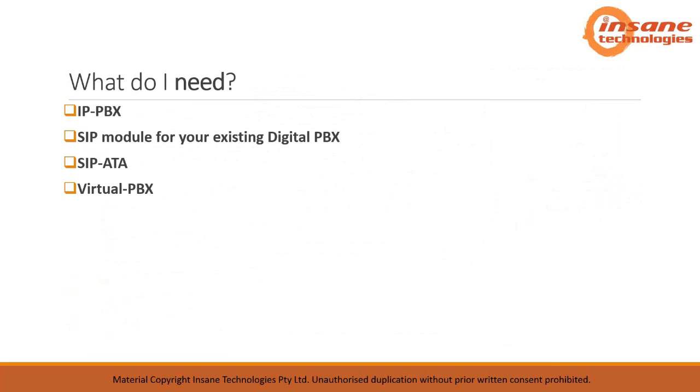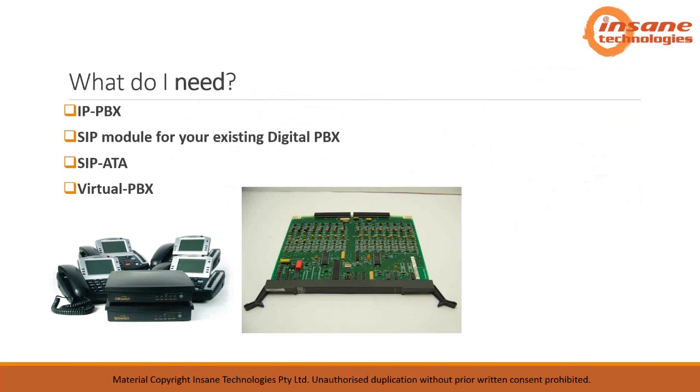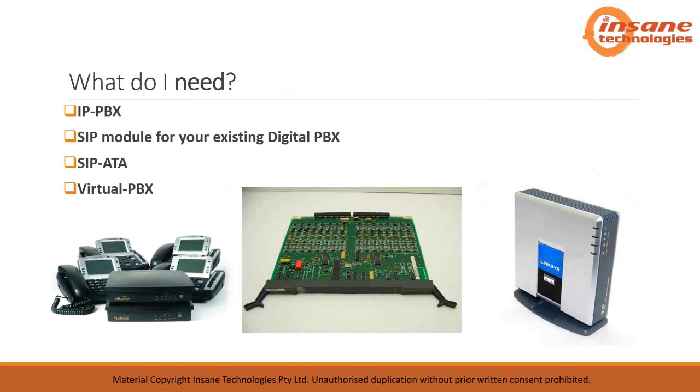So what do you need to have a VoIP service? Well, obviously you can get an IP PBX, and there's a wide range of solutions out there that you can use. If you've got a fairly advanced digital phone system, quite often you can get a module that they install into that phone system which allows it to talk with the SIP protocol. You can also get boxes called SIP ATAs, and what they are is basically a device that sits on your network that you plug a telephone into, and it converts a telephone line into a VoIP service.